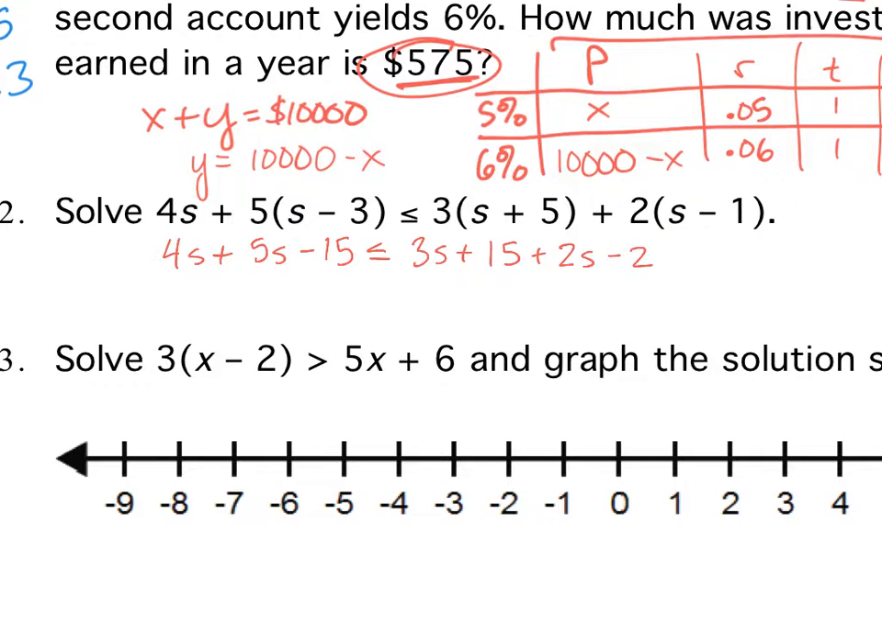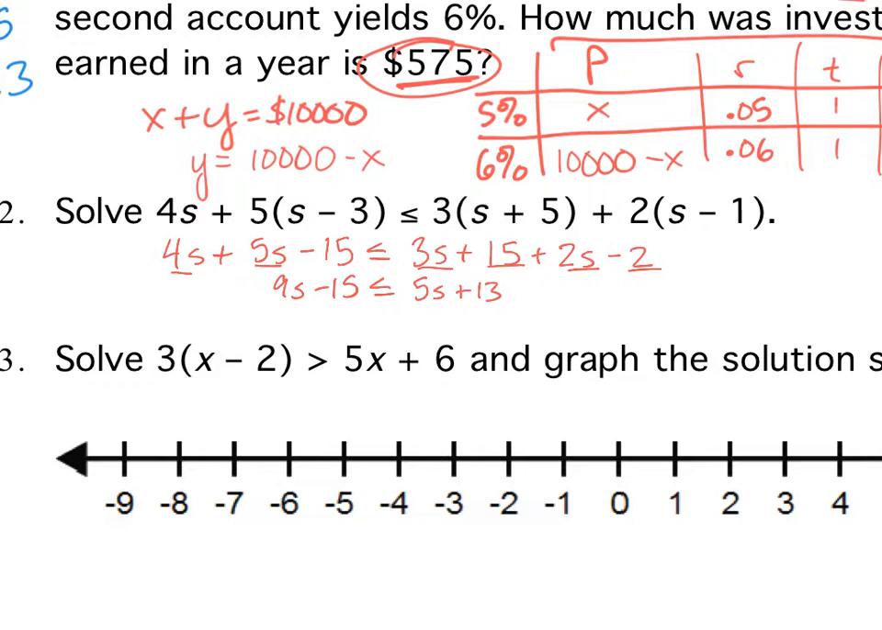Okay, now I'm going to simplify each side separately before I move things from one side to the other. On the left side, I have 2 s terms that can combine to make 9s. Nothing to combine with the negative 15. On the right side, I have 2 s terms. They can combine to make 5s. And then 2 numbers, 15 and negative 2, can combine to make a positive 13.